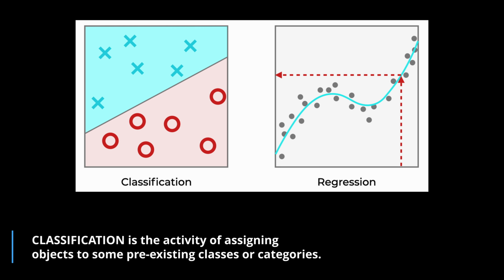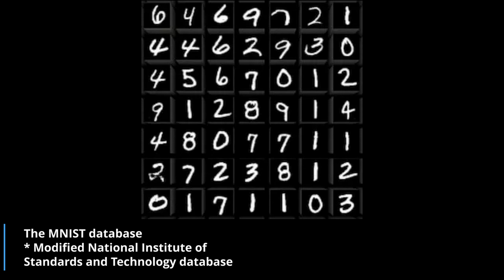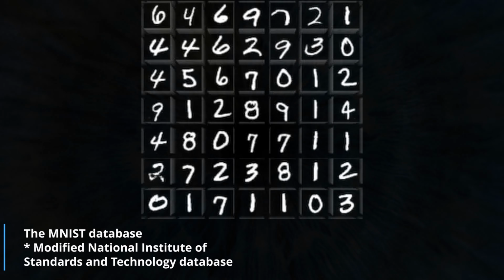Now let's explore classification through a well-known dataset, MNIST. I like this name. MNIST is a dataset that contains handwritten digits from 0 to 9. And the goal is to classify each image as a digit. We can visualize them with Python and then train a simple classifier.